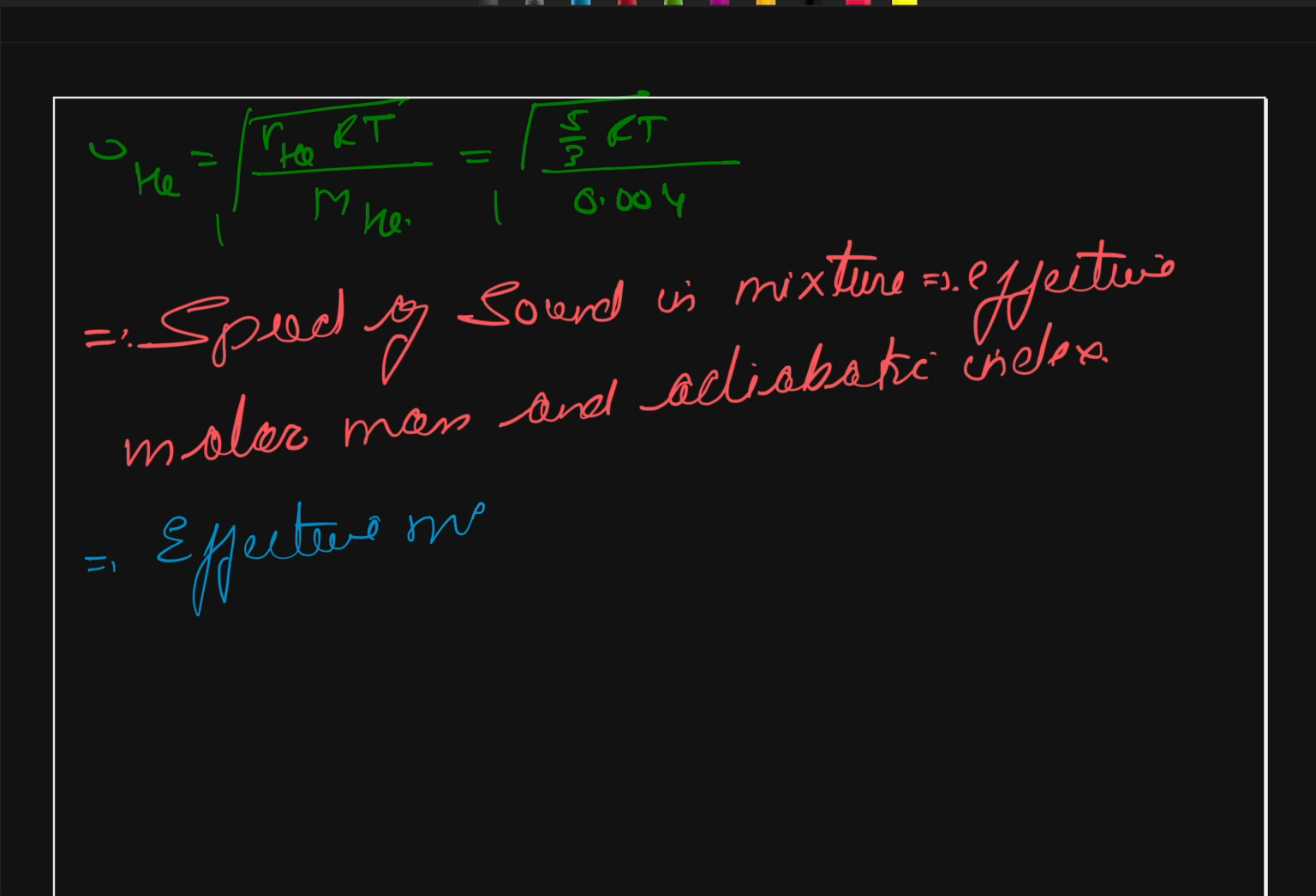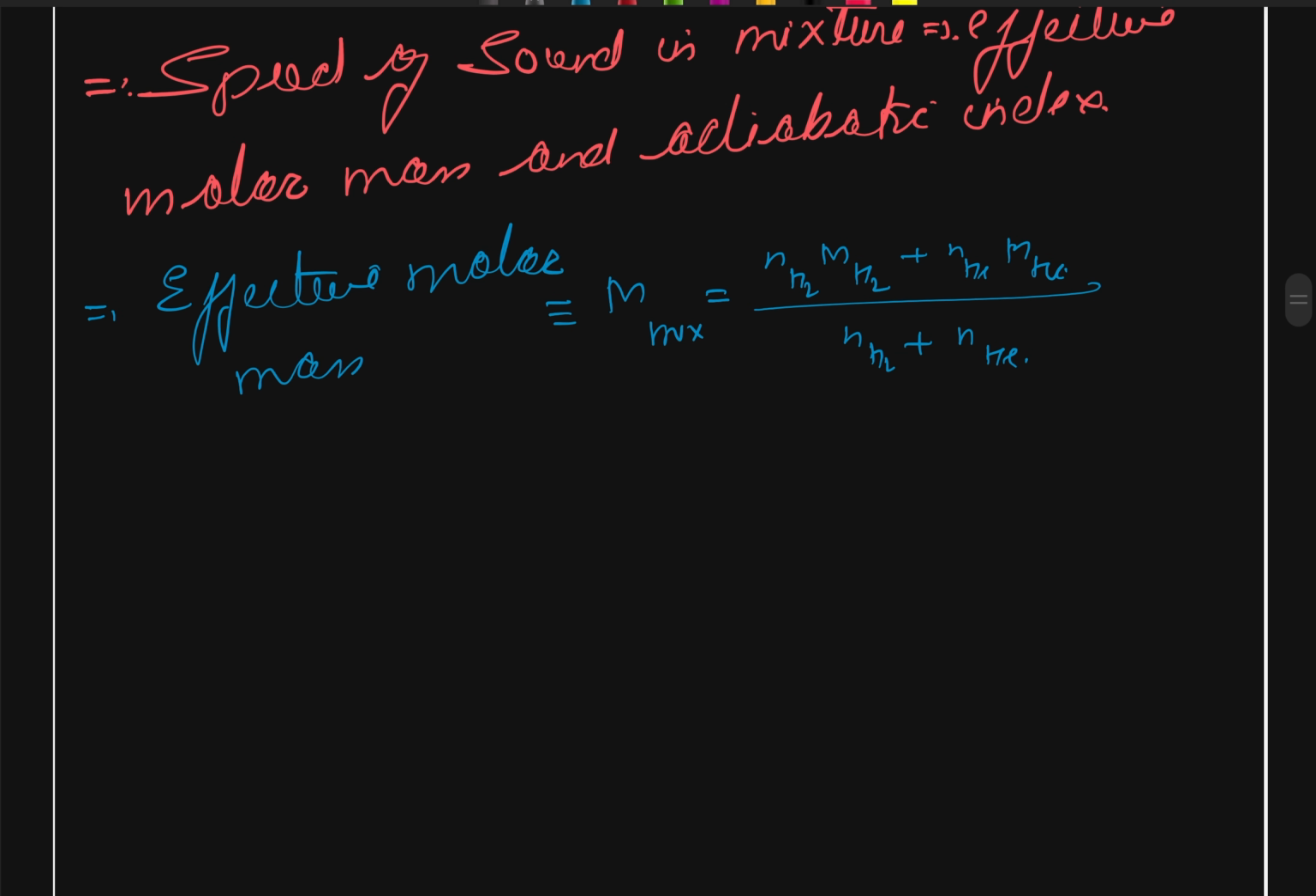Effective molar mass, let us call this M mix. This will be equal to the number of moles of hydrogen multiplied by the molar mass of hydrogen, plus the number of moles of helium times the molar mass of helium, divided by the number of moles of hydrogen plus the number of moles of helium.